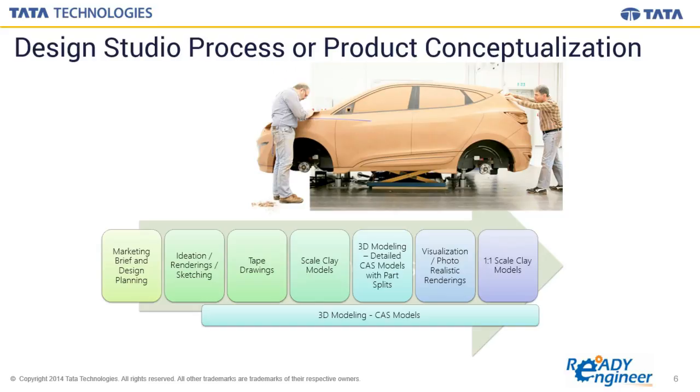Once we are thorough with what theme we are going ahead with, we make a 1:1 clay model. Any changes which are made on the clay model are approved by the management, and then only we replicate that into a CAS model. And CAS models and clay models go head to head in this stage.